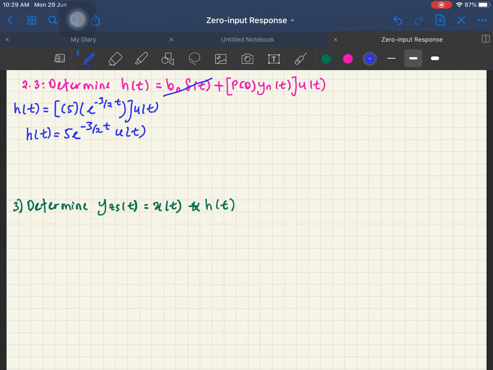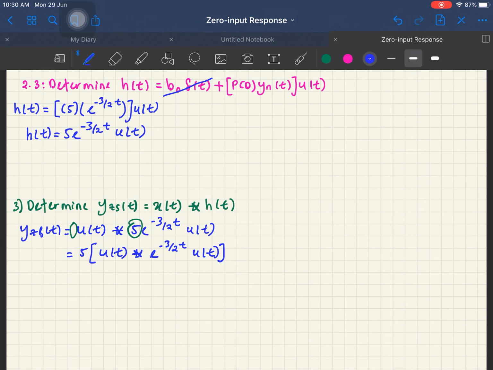The next step, step number 3, is to determine the zero state response, which is given by this equation, the convolution of the external input and the impulse response. We are given the external input u of t, so convolution with our impulse response, which is 5e to the minus 3 over 2t u(t). The multiplier here is 1, the multiplier here is 5, so we can write 5 times 1, this is 5 u(t) convolution with e to the minus 3 over 2t u(t).